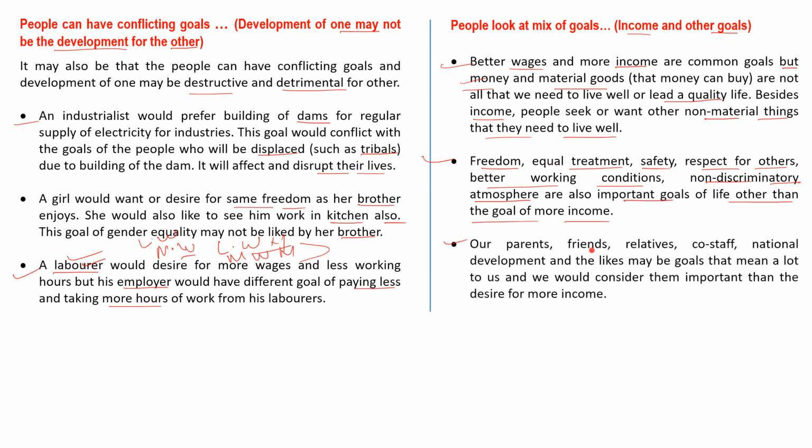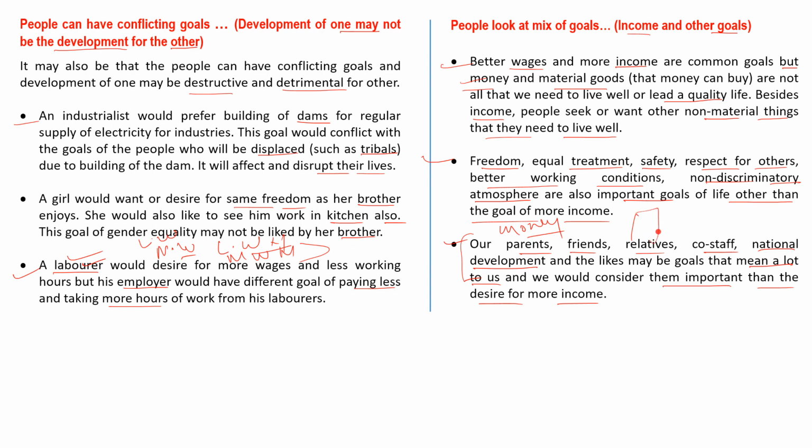For example, our parents, friends, relatives, co-staff, and yes, our country also. We don't estimate our relationship with these in terms of money. They are more than money for us. They mean a lot to us. We consider them more important than the desire for more income.